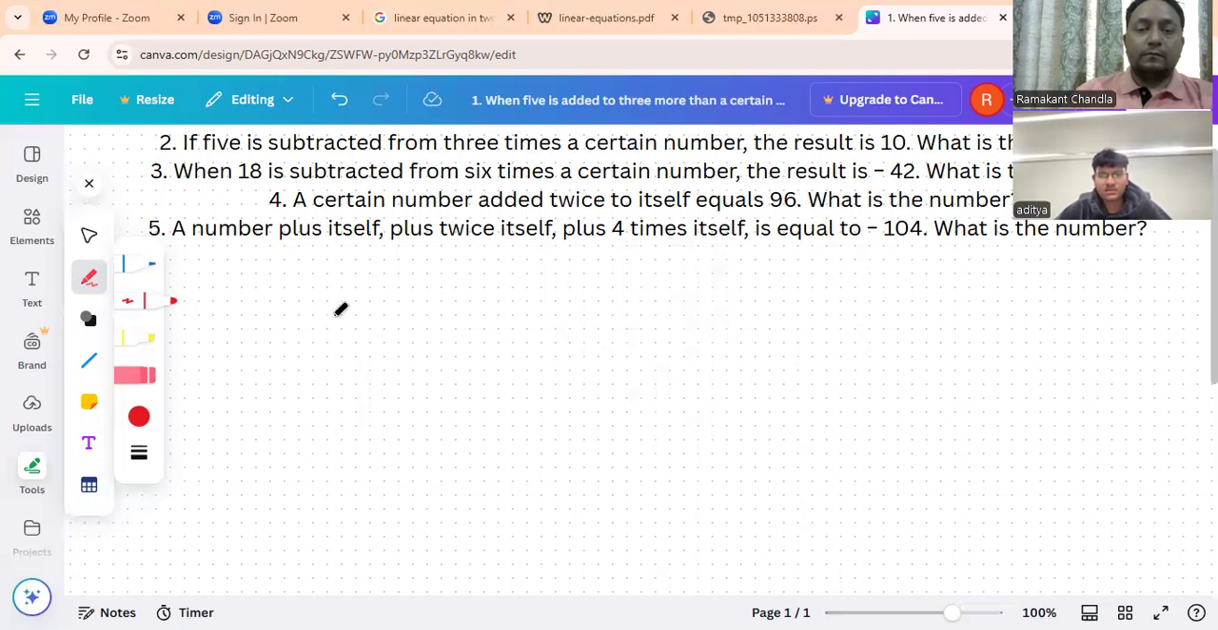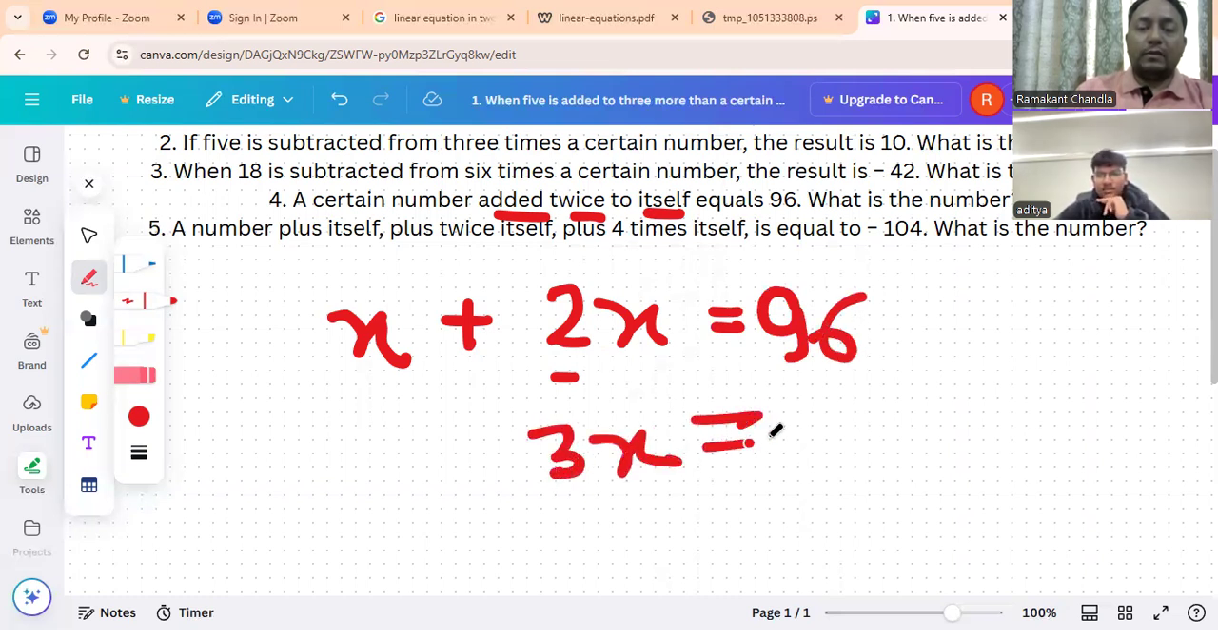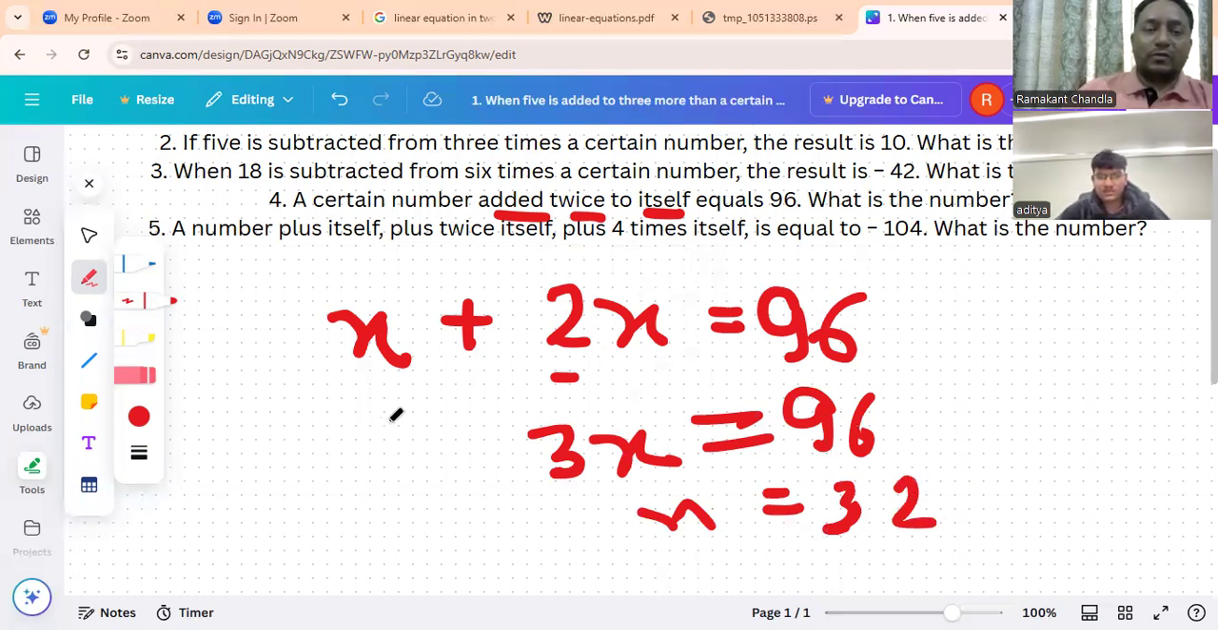So then, would it be x plus 2x? Superb. Added means addition. Twice itself, so it's going to be 2x. That's the thing. It's going to be 3x. And what should be the value? The value would be 32. Superb. So we have solved this as well.